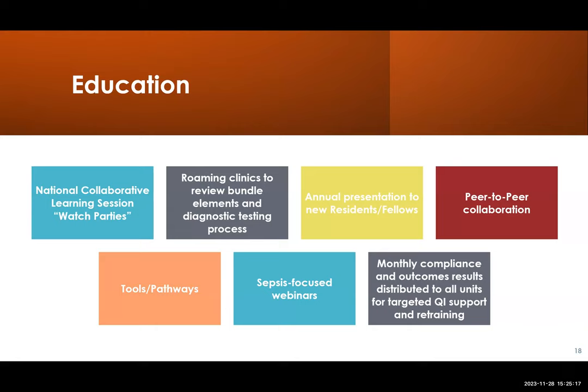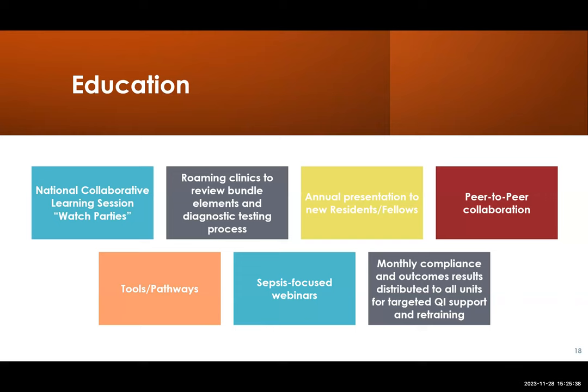And then lastly, we share monthly compliance and outcomes results to all the units. We can target the outcomes and compliance with some of those process measures down to the unit level, just to let them know how they're doing. We also roll it up into housewide compliance, but this does really allow for some targeted QI support and retraining.